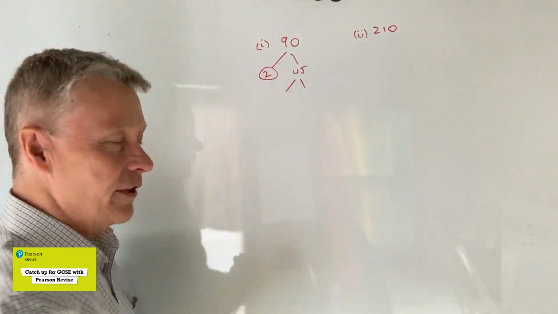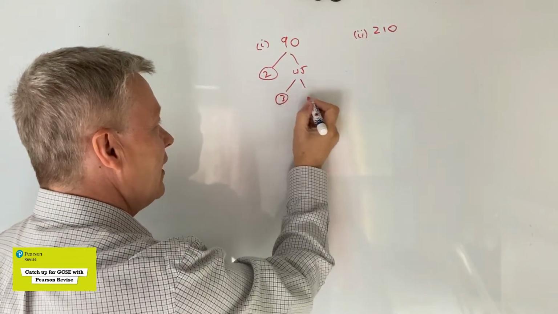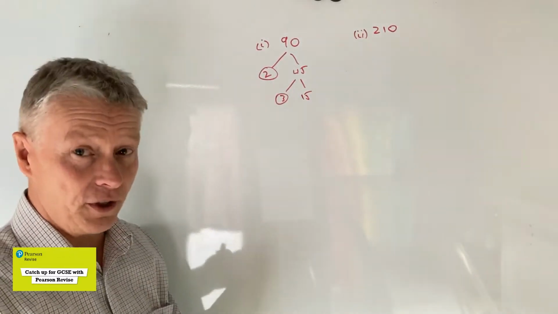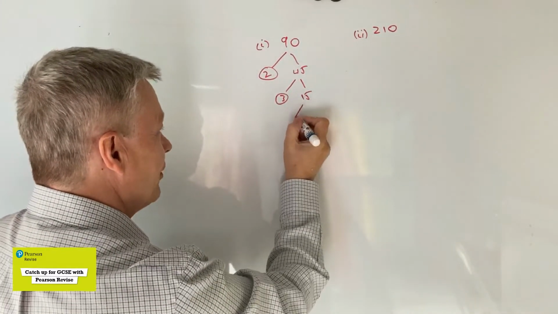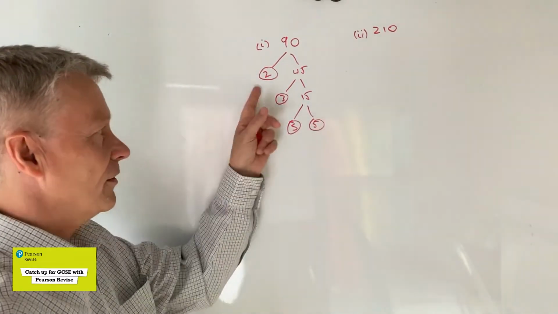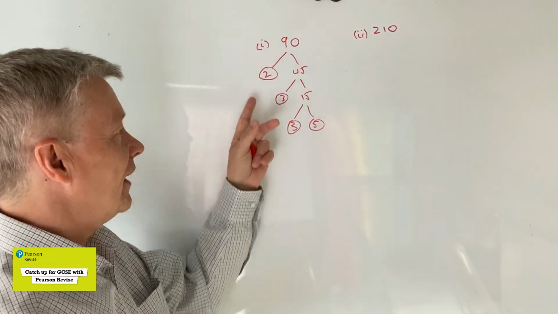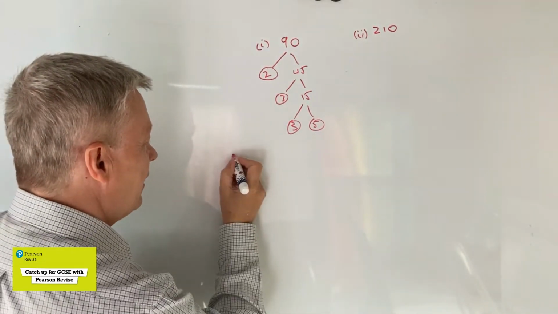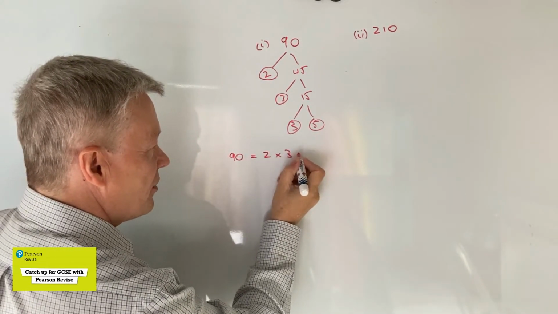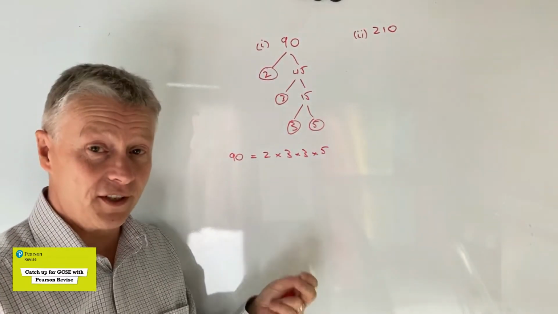45 won't divide by 2, but it will divide by 3. So 3, and that's going to be 15. 15 again is not divisible by 2, but will be divisible by 3. It's going to be 3 and 5. The reason I put circles around these numbers is because all of them are prime numbers. So I can write 90 as a product of its prime factors as 2 times 3 times 3 times 5, and that would answer the question.